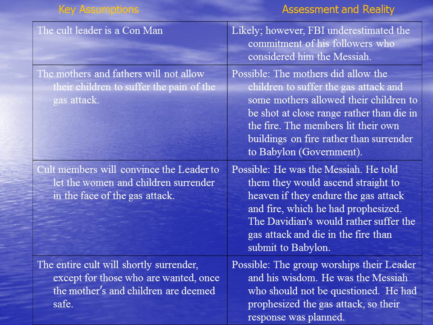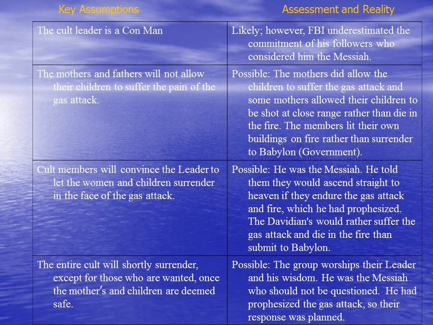And this is just what the key assumptions would have looked like. Key assumption: the cult leader's a con man, and the assessment in reality is likely, yeah, he was a con man. However, the FBI underestimated the commitment, so they should be looking at both sides of this issue, trying to figure out before they make a final decision. The mothers and fathers will not allow their children to suffer. Well, that was wrong. They did allow their children to suffer the gas attack, and allowed them to be shot at close range rather than die in the fire.